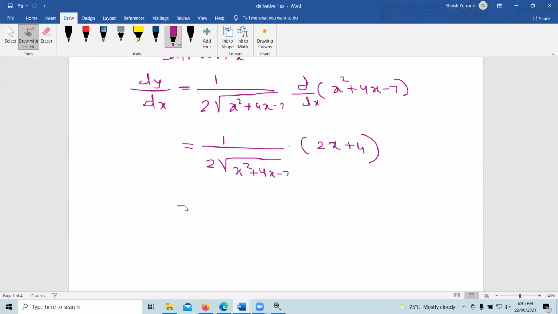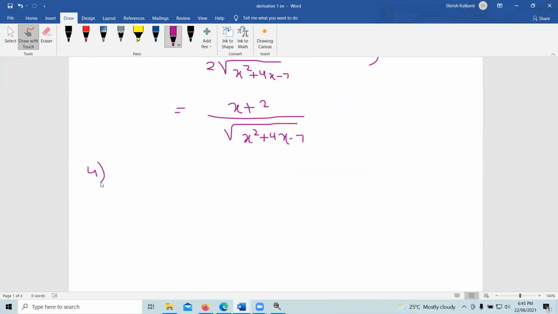Then take the 2 common in bracket, x plus 2. We can simplify this, or otherwise write it as it is. So 2 gets cancelled, take the 2 common and 2 gets cancelled. Final answer is x square plus 4x minus 7. Is the concept understood? Look, everyone.